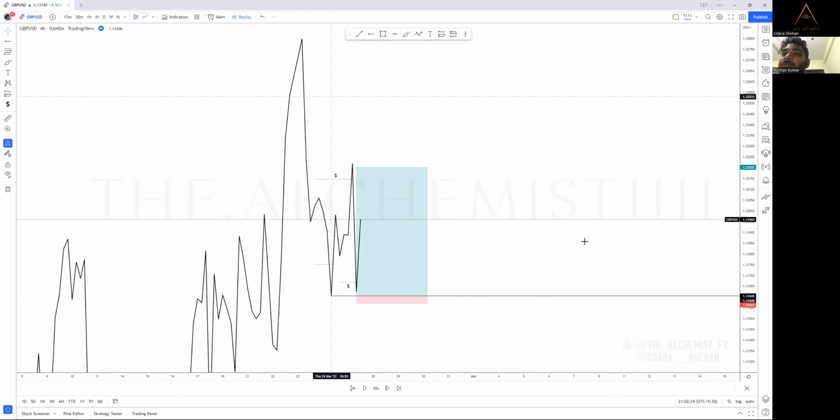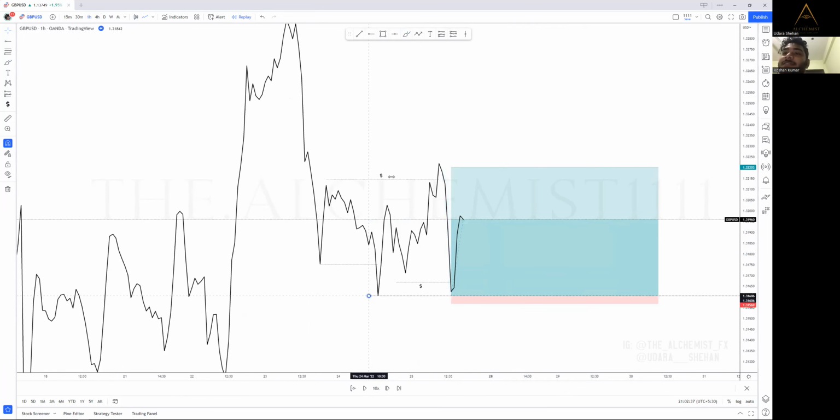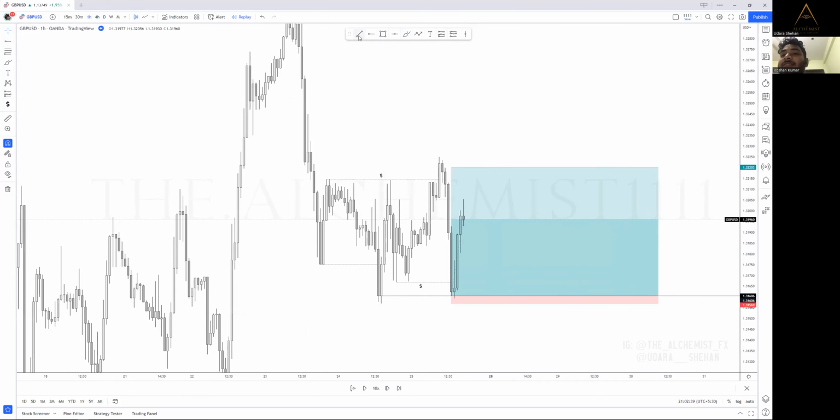No. Use a line chart, you'll see why. No, because it is a strong high. Liquidity is taken out. These are broken. Just go to a 1 hour time frame. You will see it very clearly. Can you see that? Very clearly. Liquidity is taken out in here and structure was maybe broken in here.